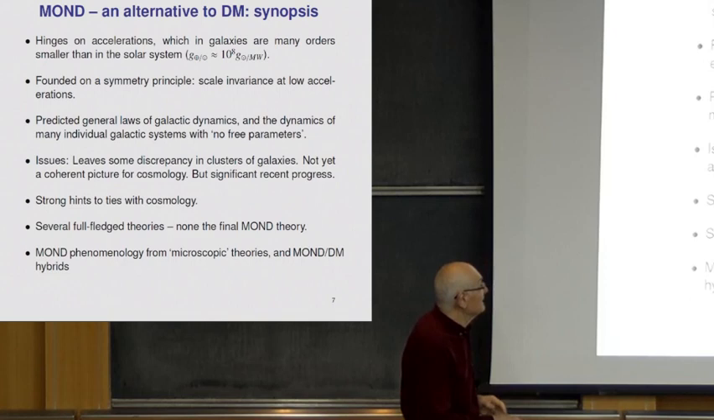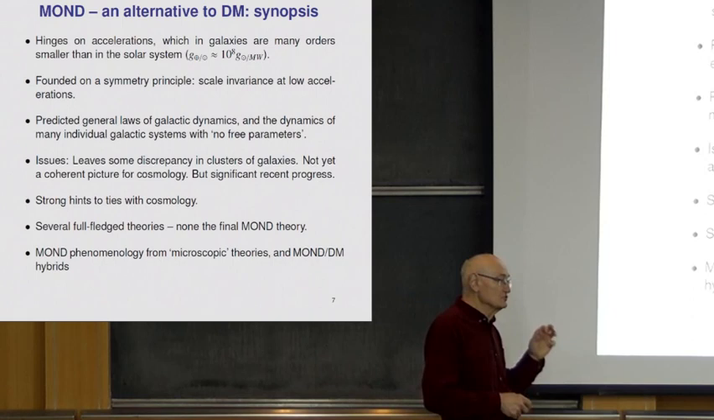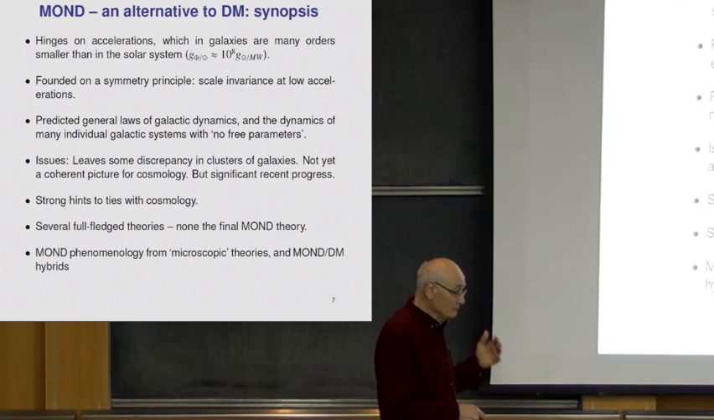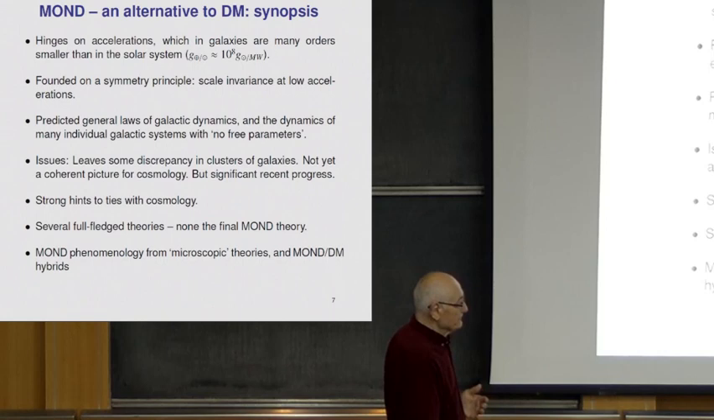This was based on the fact that accelerations in galactic systems are many orders of magnitude smaller than what you encounter in the solar system or in the lab. Just as an example, the Earth is attracted to the sun with a gravitational acceleration, force per unit mass, which is 8 orders of magnitude larger than that of the sun in the galaxy, which is typical for galaxies. Okay, so MOND is built on the idea that you need to modify standard dynamics in the limit of very small accelerations.